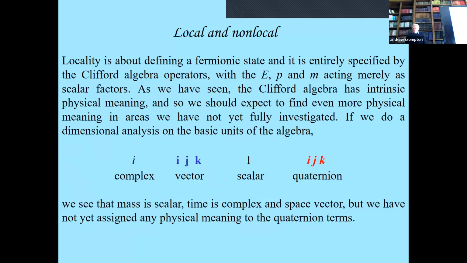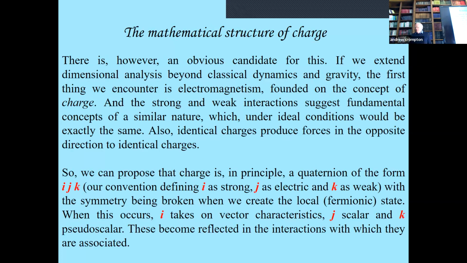We know that the Clifford algebra has intrinsic meaning, so we expect to find even more physical meaning in areas we haven't investigated. So let's do a dimensional analysis on the components that created that Clifford algebra. We got a complex number, we got a vector, we got a scalar, and we got a quaternion. And we can identify mass is scalar, time is complex, and space is vector. So what is that quaternion? Not obvious, but there is an obvious candidate.